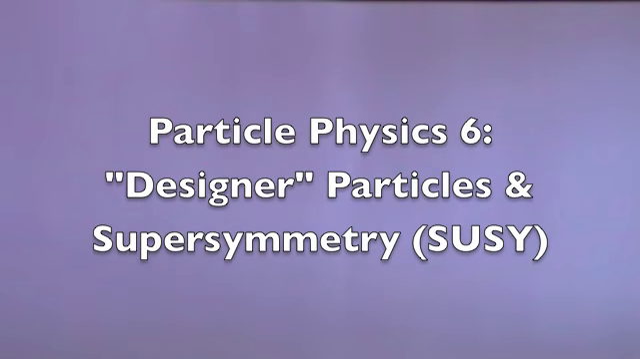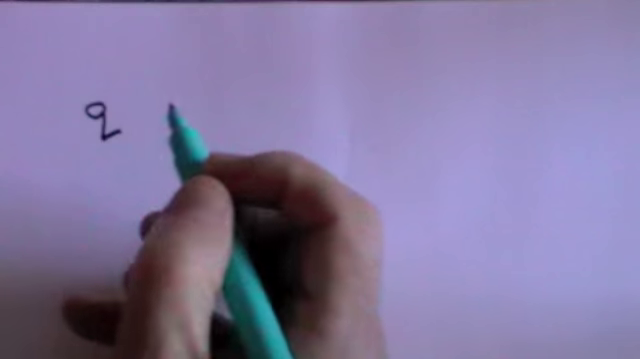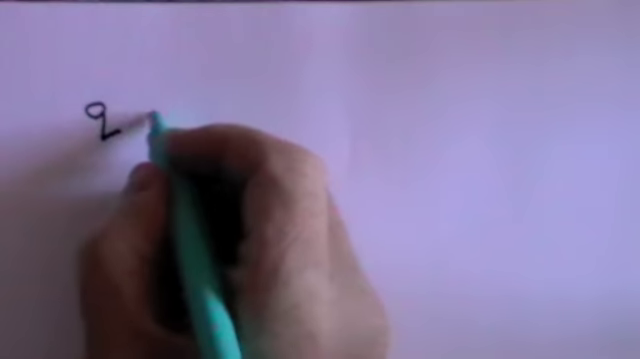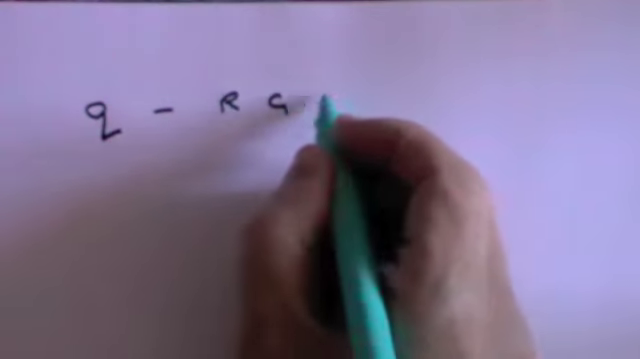Hello, today we're going to complete our series on an elementary look at particle physics by looking at what I call designer particles and supersymmetry. We've learnt that quarks, which are fundamental particles, come in three colours: red, green and blue. Of course, they aren't real colours, these are just labels that distinguish a red quark from a green quark from a blue quark. And that is the basis of what's called quantum chromodynamics.